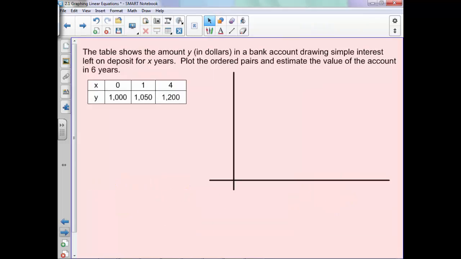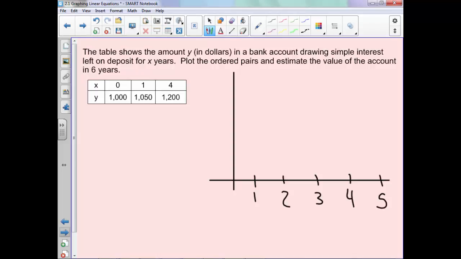Okay, so now we're going to have a table, and given some actual real-world numbers, graph them on a chart, and then use this line to estimate some values. So how we're going to start this is we've got to plot these points. So notice our x is 0, 1, and 4. So we can just go ahead and plot those. So we've got 1, 2, 3, 4, extend it out to 5.